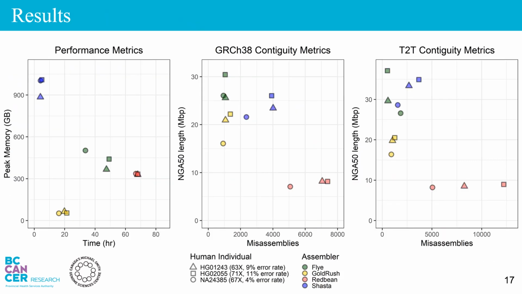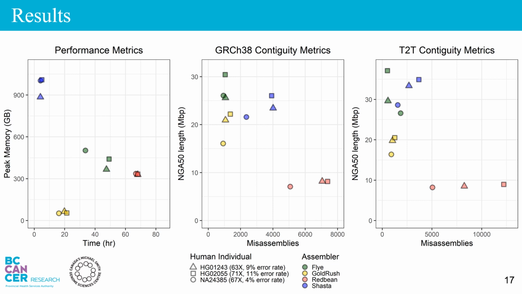To benchmark GoldRush, we compared it against 3 state-of-the-art de novo long-read assemblers using 3 different human individuals. To benchmark performance, we compared the peak memory usage, measured in gigabytes, against time spent assembling, measured in hours. For this comparison, the lower left corner is where the assemblers want to be. Here we can see that GoldRush uses a fraction of the RAM that its comparators use and assembles all 3 human individuals within a day.